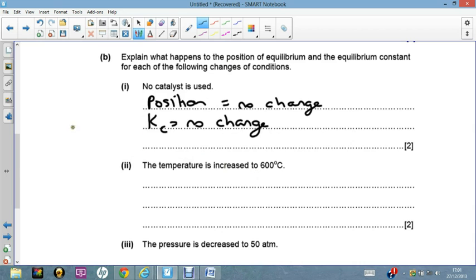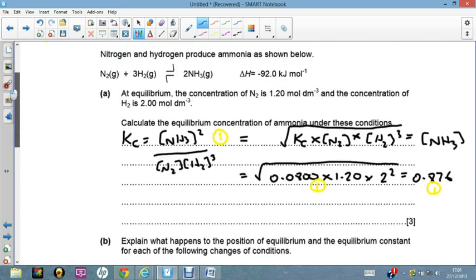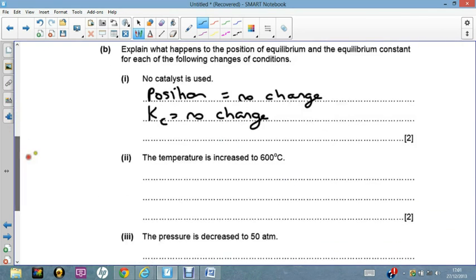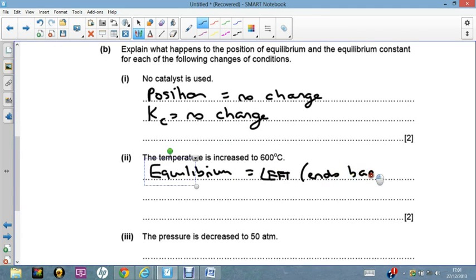Okay, if we increase the temperature, so for now we're going to need to look at the equation at the top. This reaction is exothermic, so if you increase the temperature, it's going to drive it in the endothermic direction, which is left. So equilibrium, left. Okay, it's going to go backwards because the backwards direction is endothermic. Kc, if equilibrium shifts left, then Kc decreases.